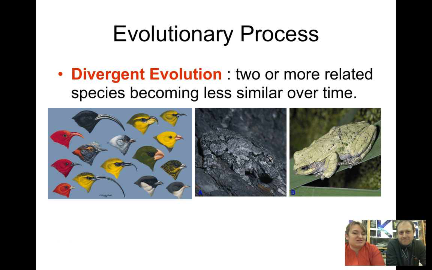Yeah. But there are some processes that do occur naturally. And the first is divergent evolution.